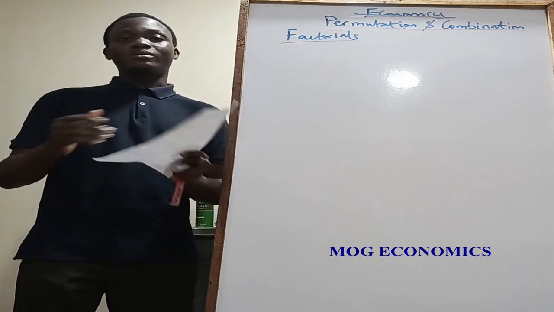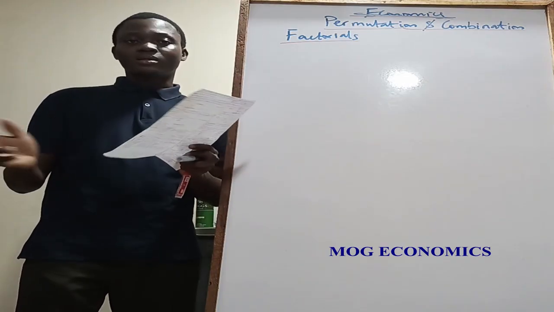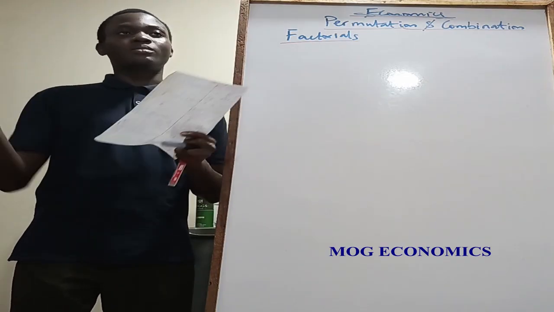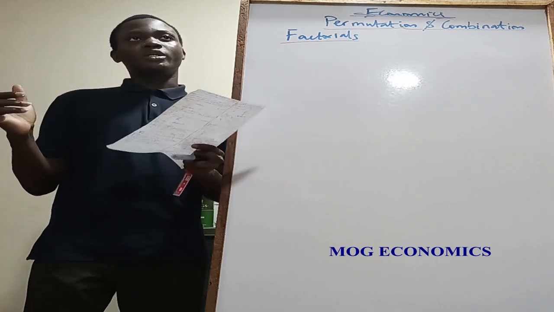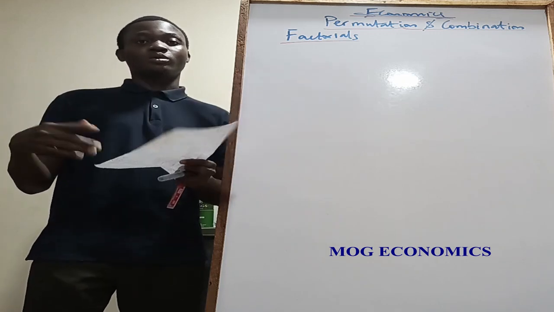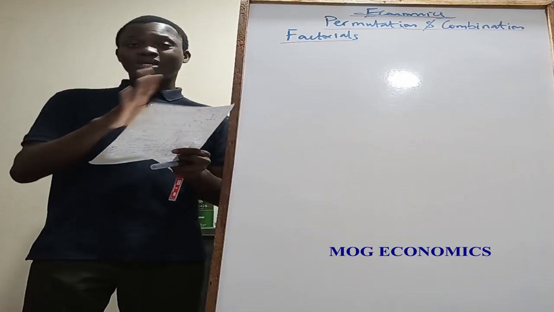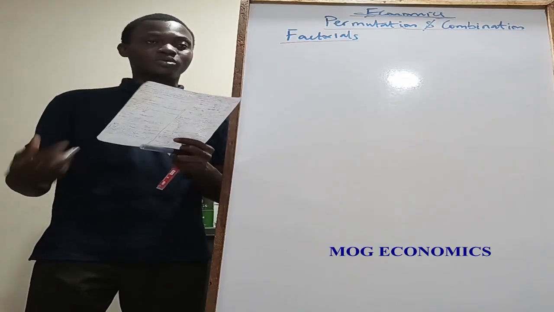like how many events can you get from this particular thing. In how many ways can this particular thing be arranged? But for combination, it does not care about order. When we do examples, you're going to really understand what I'm trying to say.